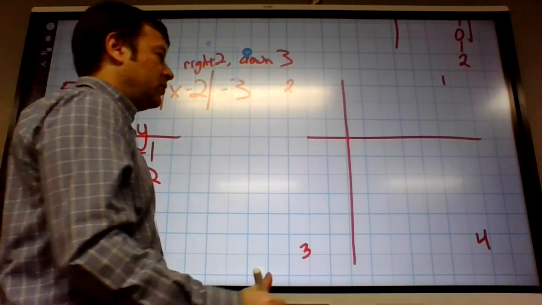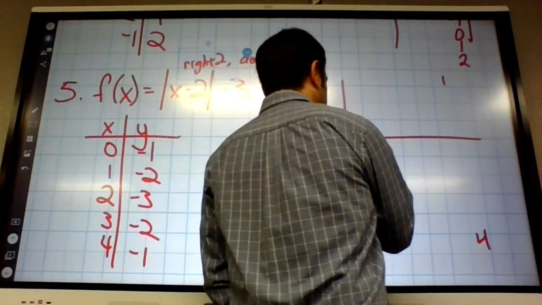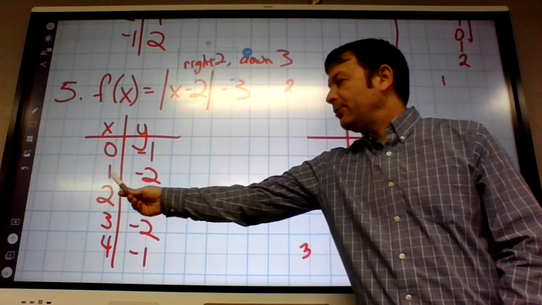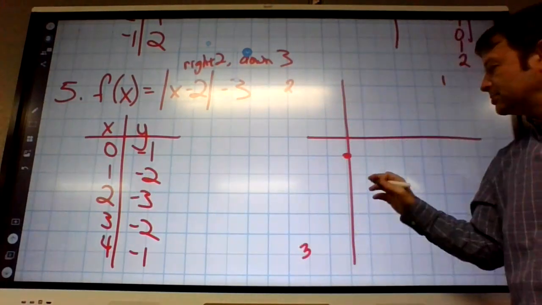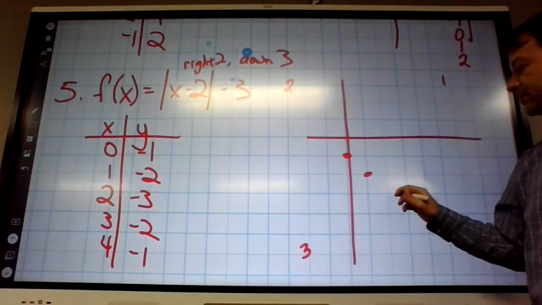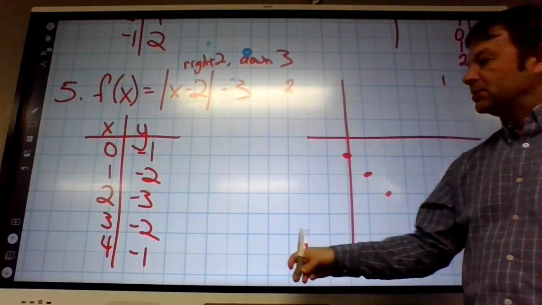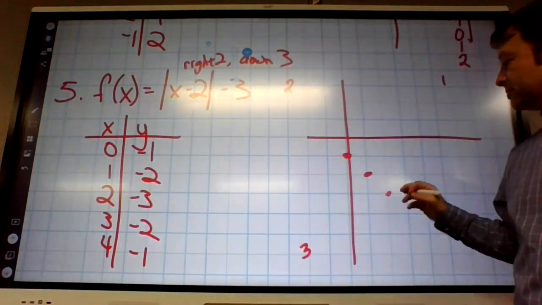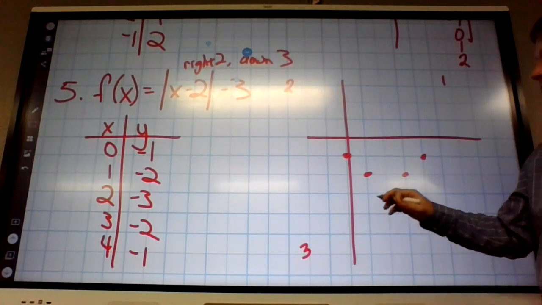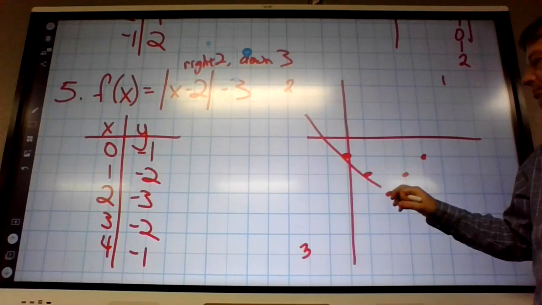So 0, -1 means right 0, down 1. This means right 1, down 2. Right 2, down 3. Right 3, down 2. Right 4, down 3. Oh boy.